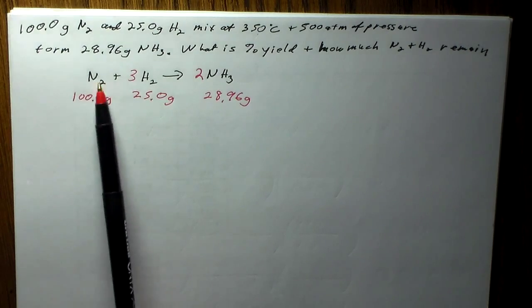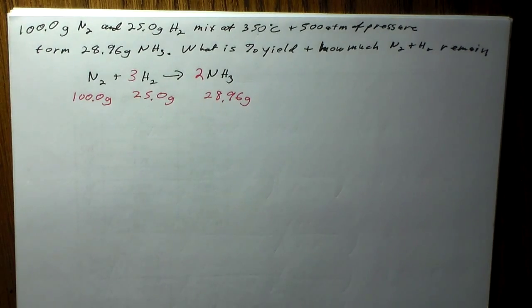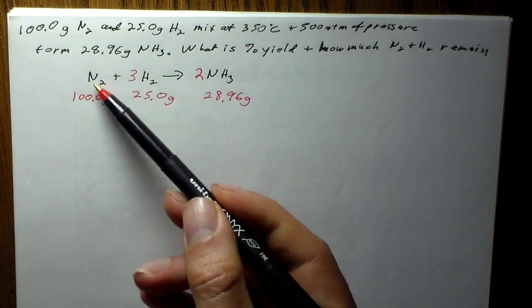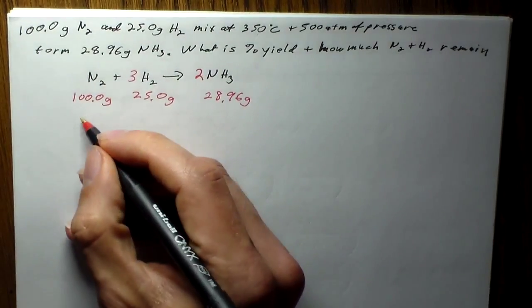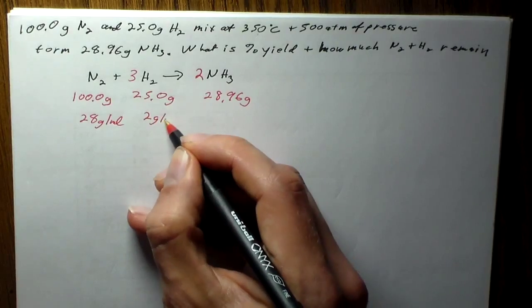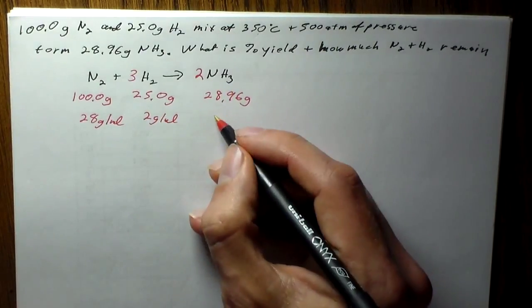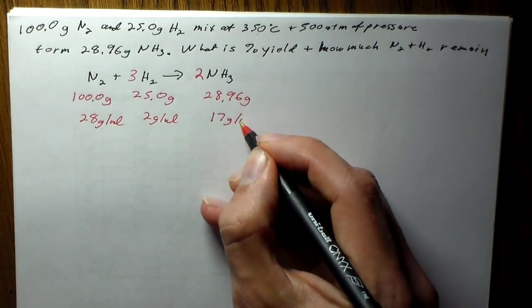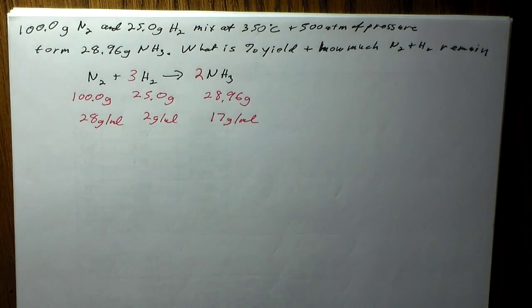All right, the next thing we're going to need, of course, is our molecular weights. So nitrogen, that's going to be 14 times 2, that's 28 grams per mole. Hydrogen, that's 2 grams per mole, and ammonia is going to be 17 grams per mole. First thing, we just need to figure out, well, what is our limiting reagent?